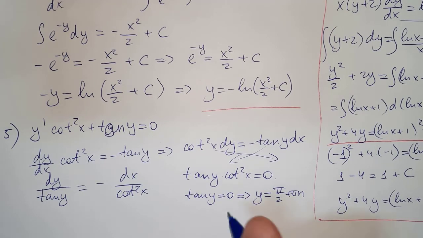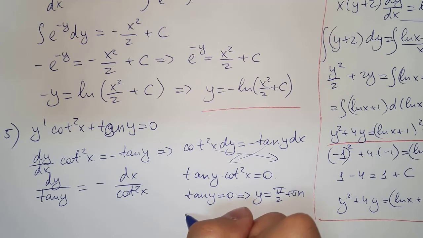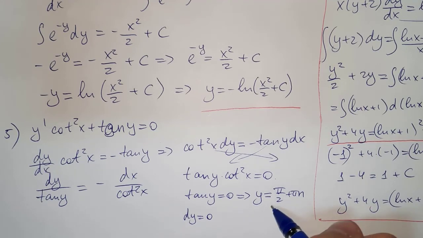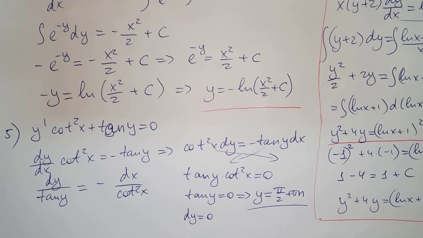And we have dy is 0 when dividing. Substituting this into the initial equation, we see that y is pi over 2 plus pi n. It is a solution.